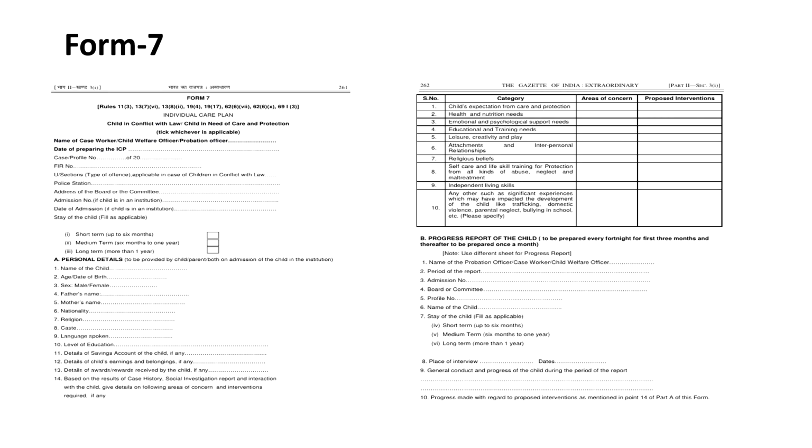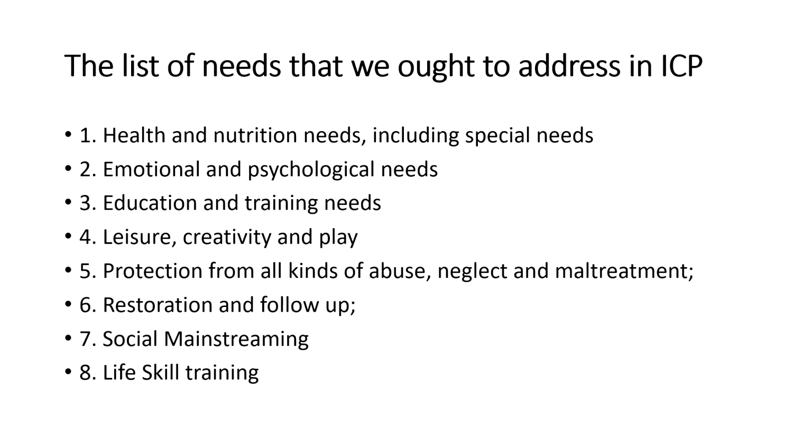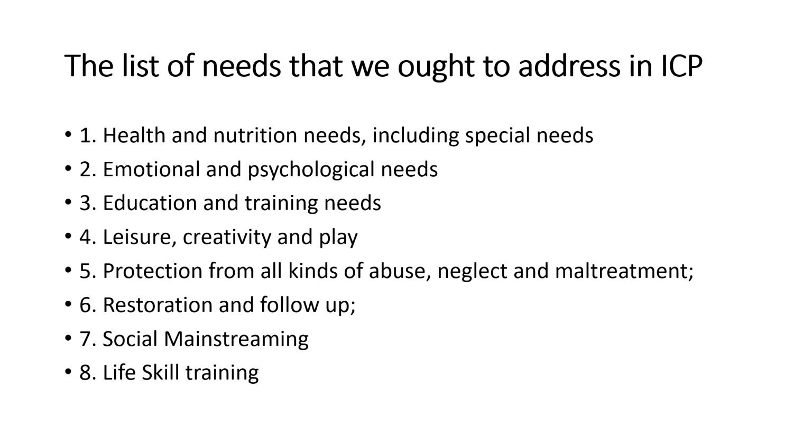It is the same for a child in conflict with the law and it is the same for a child in need of care and protection. The list of things we need to address in an individual care plan is health and nutritional needs, including special needs. If a child is specially abled, his special requirement is to be taken care of. Let us assume if a child is malnourished, he should be given a special diet to increase his weight and address his health issues. Emotional and psychological needs are to be taken care of. If a child is staying alone, if he has gone through any trauma in the family, his emotional and psychological needs must be taken care of.